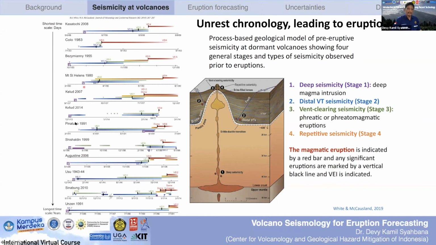For example, a good example like in Galunggung and Mount St. Helens, it shows that you have the second stage, the third stage, fourth stage, and then fifth stage. That's the example from Chouet 2007. So you can see the progression of seismicity over time before the eruptions.